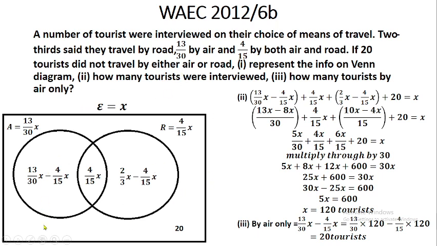So let's try to look at the question one after the other again. We don't know the number of tourists that were interviewed, call it x. Then two-thirds said they travel by road. So two-thirds traveled by road.